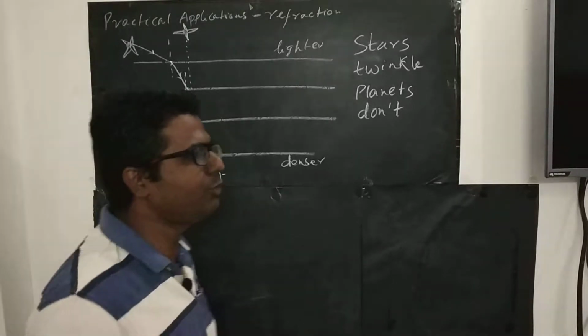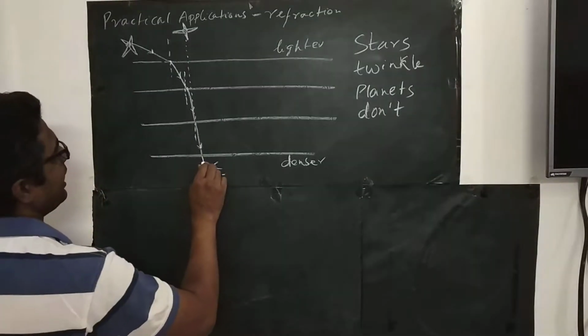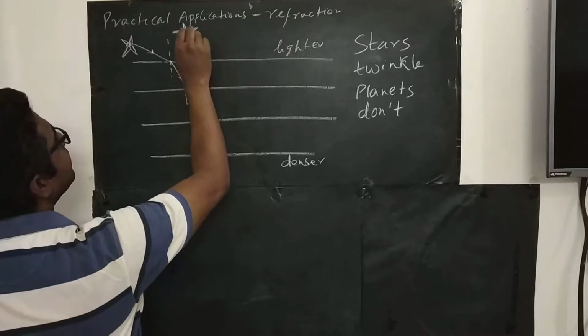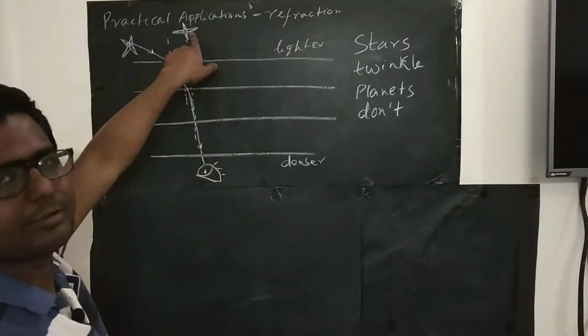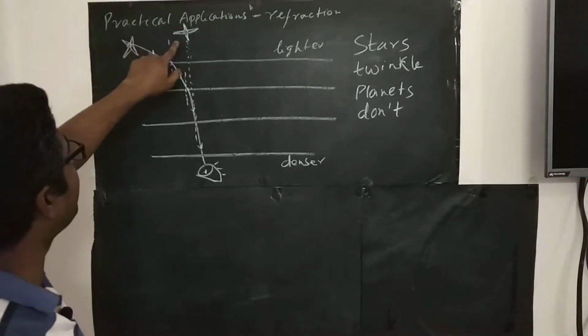Now my eye will always see it in a straight line. So the apparent image of this star is formed over here. I can see this star over here; I am not seeing it at its actual position, I am seeing it over here.